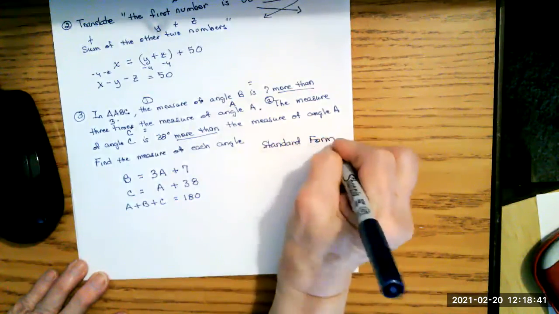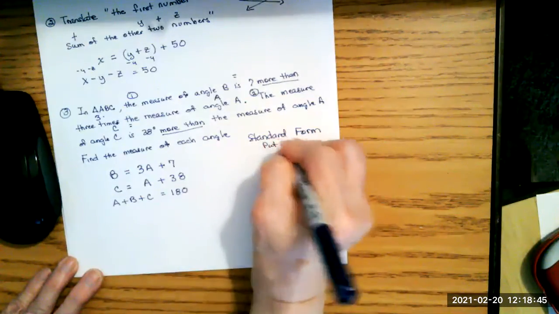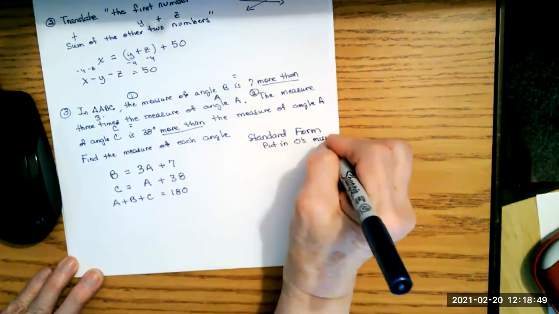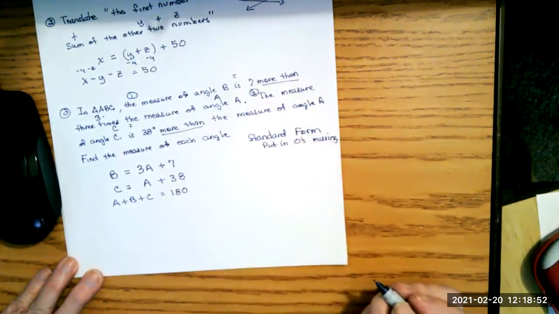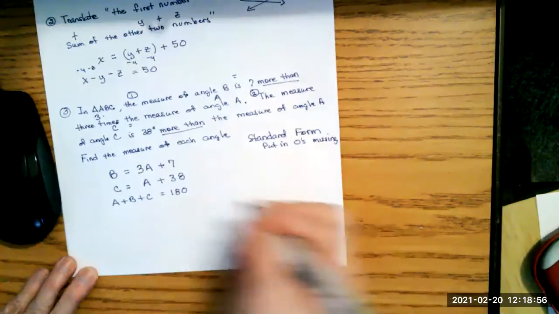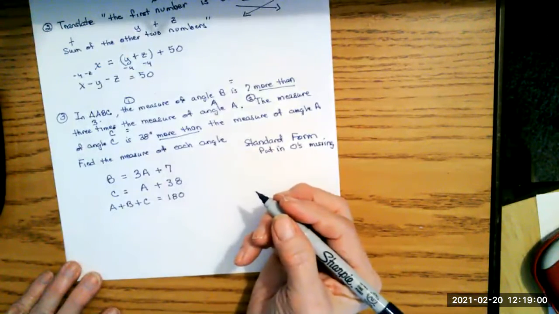And if there is a variable missing, we have to put in zeros for the variables that are missing, and any ones for coefficients of ones that are missing as well. So let's see what our first one would be if we put it in their standard form.